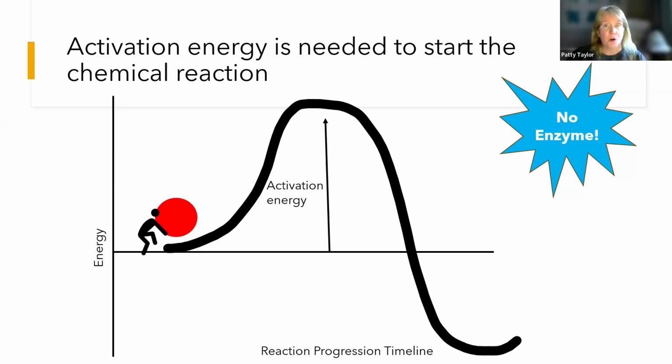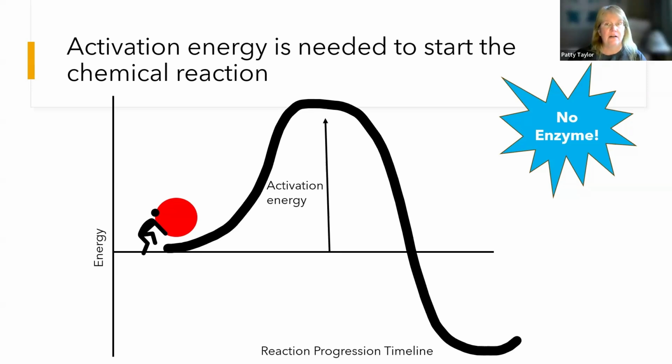So since enzymes are catalysts, like catalytic, that same term there, that's a great way to remember that they're helping us to speed up the chemical reaction. One way they do that is by lowering the amount of energy needed to start the reaction.